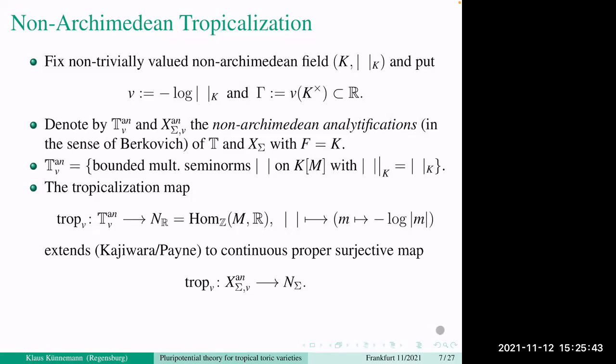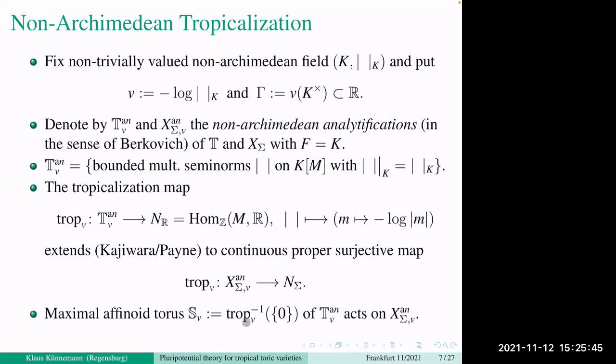And here you also have actions. Inside of the analytification of the torus, which is an analytic group, you have a maximal affinoid torus. Again, it's the pre-image of 0 under this tropicalization map. And of course, the maximal affinoid torus acts, and then again the tropicalization describes the orbit space for this action.